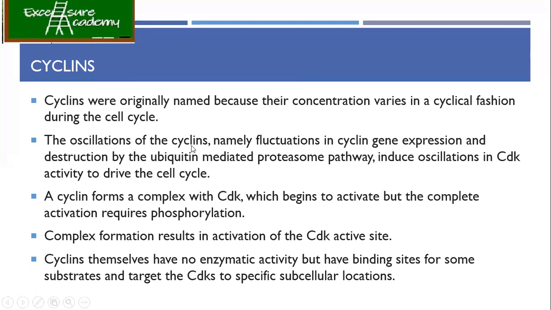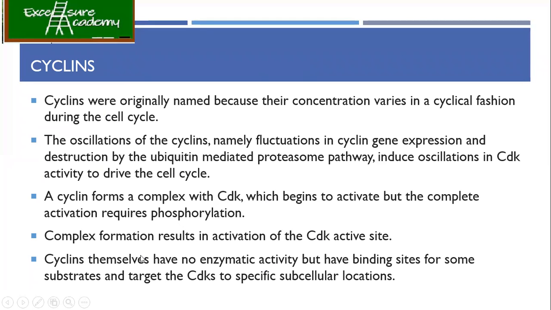The oscillation of the cyclins, namely fluctuations in cyclin gene expression and destruction by the ubiquitin-mediated proteasome pathway, induce oscillations in CDK activity to drive the cell cycle. So the expression and destruction of the cyclin is happening, and in a way it is eventually affecting the activity of the CDK in order to regulate the cell cycle. A cyclin forms a complex with CDK and it begins to activate, but the complete activation requires phosphorylation, as we have already mentioned, right?